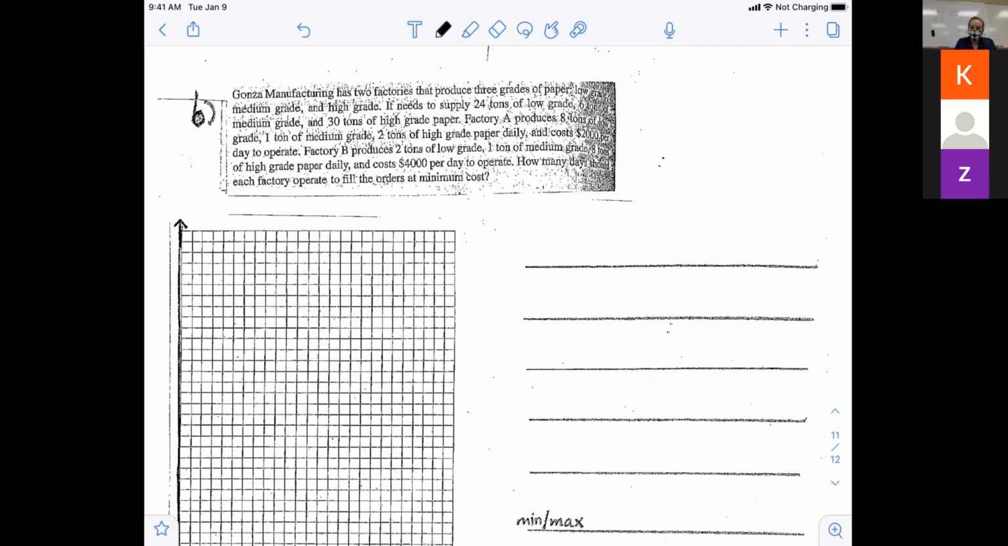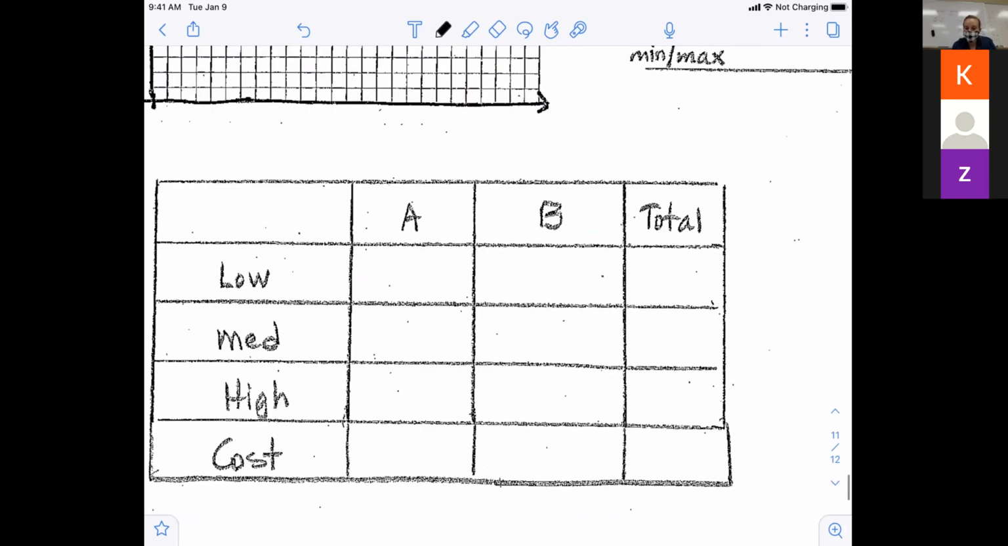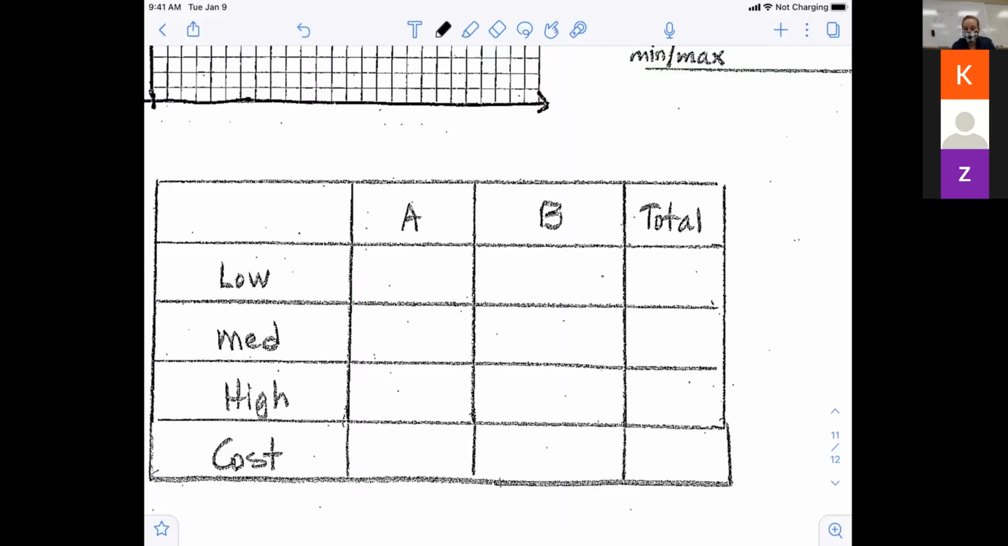It says on this one that we need to supply 24 tons of low grade paper, 6 tons of medium grade, and 30 tons of high grade. Okay, so I'm going to do 24 tons of low grade, 6 total tons of medium grade, and put 30 total tons in high grade. So I just matched up my rows and columns. They're all totals, and then they correspond with their low, medium, high. The next line starts talking about factories and what they produce.